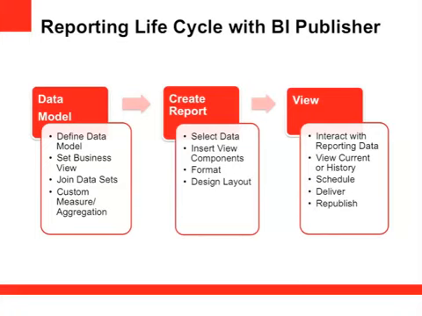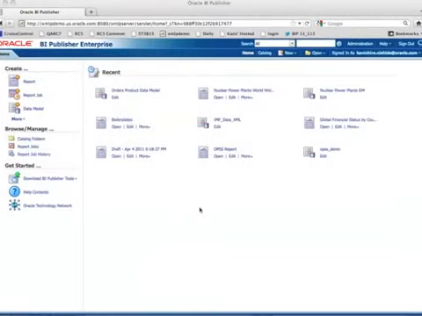So now let's take a look how to create your first BI Publisher report. This is the BI Publisher homepage that you will see right after you log in. Here there's a report, job, and data model under Create. So you can use this menu to create a data model, right?